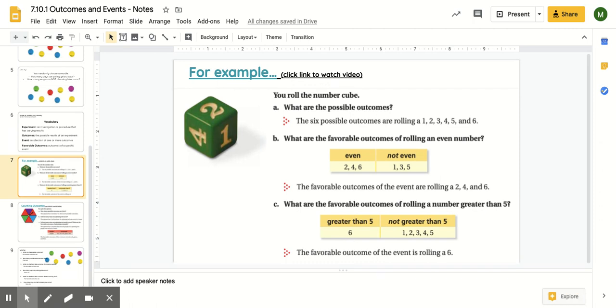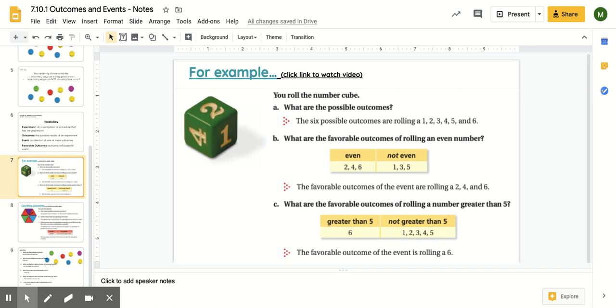So if we look here, we can talk about possible outcomes and favorable outcomes. So we have this number cube here, like a die. It's got 1, 2, 3, 4, 5, and 6 on each of its respective sides. So if we ask what are the possible outcomes, well, the possible outcomes are 1, 2, 3, 4, 5, or 6. Those are all the options that we have for outcomes if we were to roll that die.